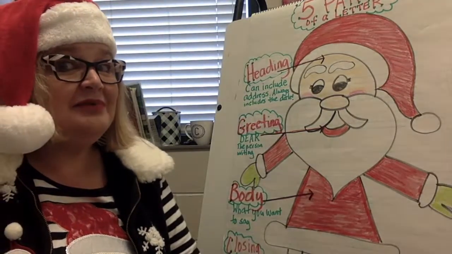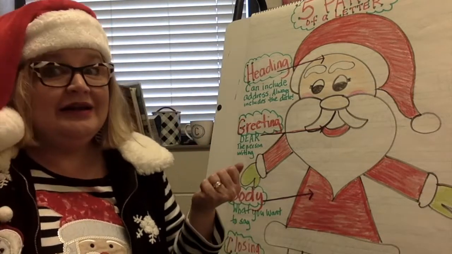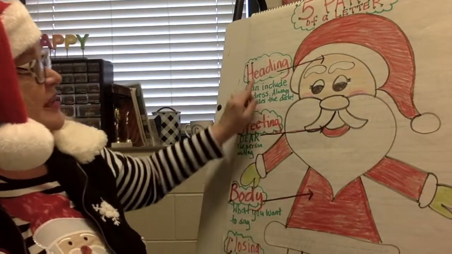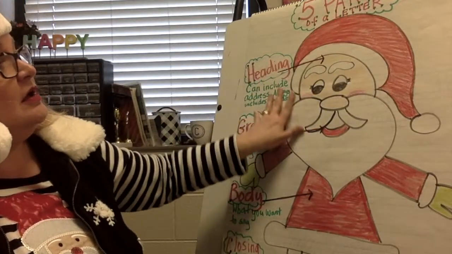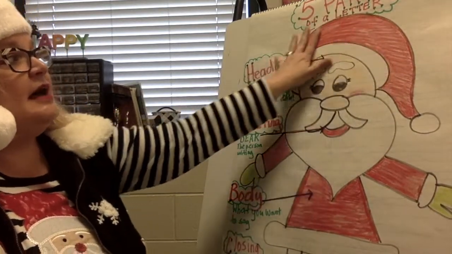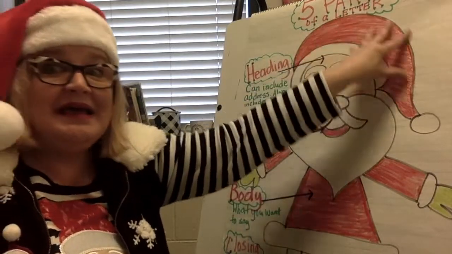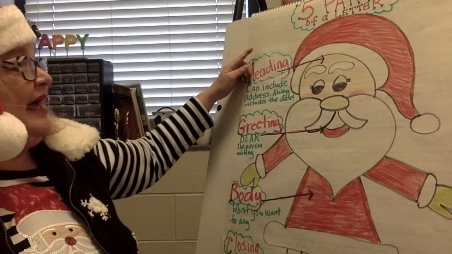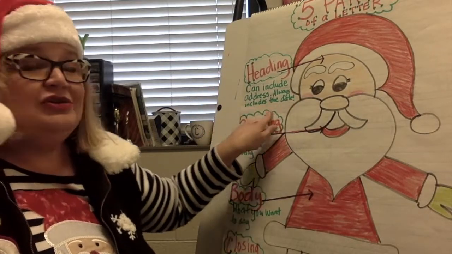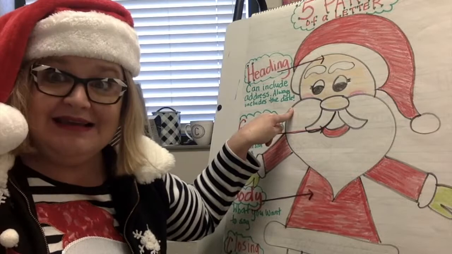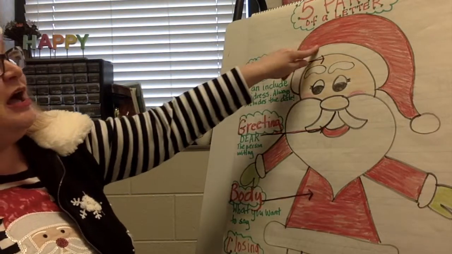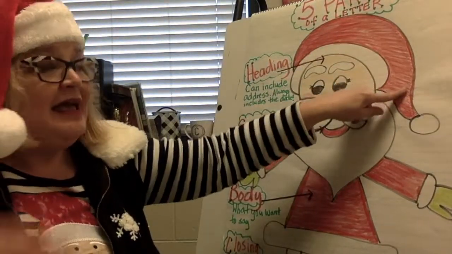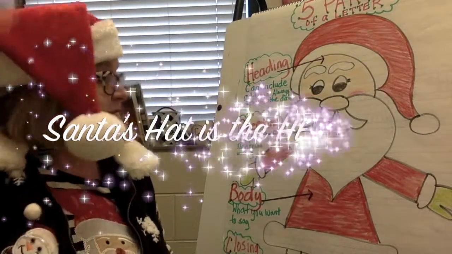We're all getting excited because we're getting excited about writing our letters to Santa Claus. And when you start thinking about the five parts of a letter, I want you to think, here's Santa Claus right here. What's at the top part of Santa Claus? His head and his hat, okay? So the heading has, boys and girls, the address, but it always includes the date. So you would put the date up at the top of your paper, just like Santa Claus's head is at the top of his body. You would put the heading right there on the top, okay?